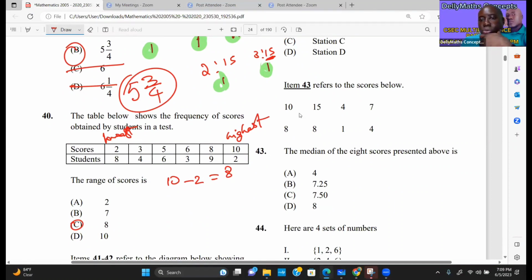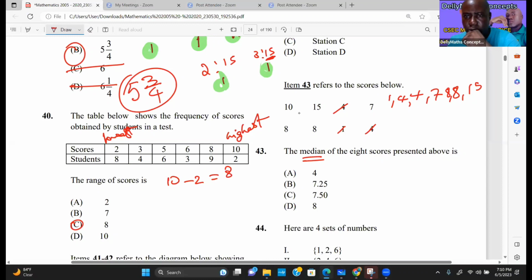Item 43 refers to the scores below. What is the median of the 8 scores? Remember, if you're going to do median, you want to organize the scores from lowest to highest or highest to lowest. I'm going to go lowest to highest. So I'm going to take off 1, then 4, then 4. There is a 7, there is an 8, there is another 8, and a 15. 1, 2, 3, 4, 5, 6, 7. Oh, 1 is missing.